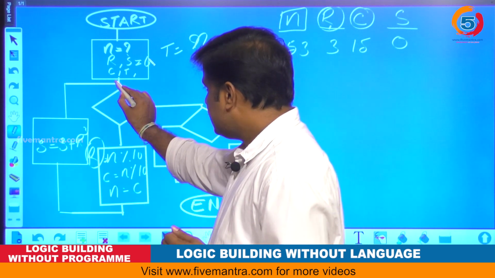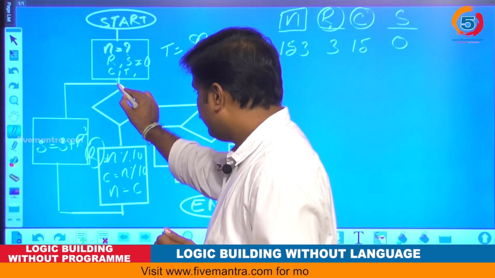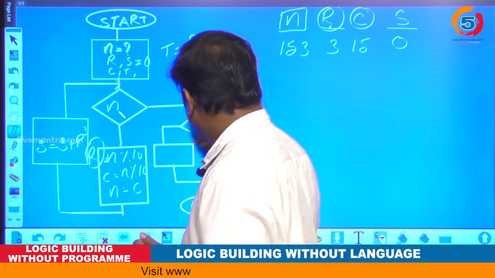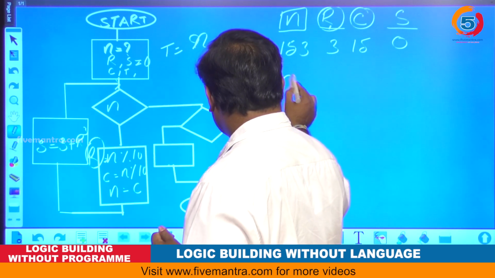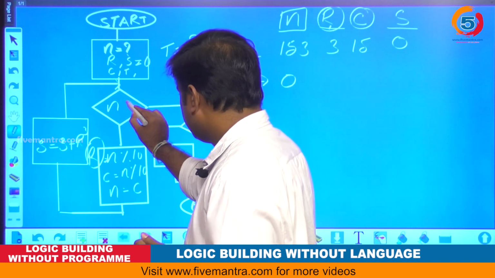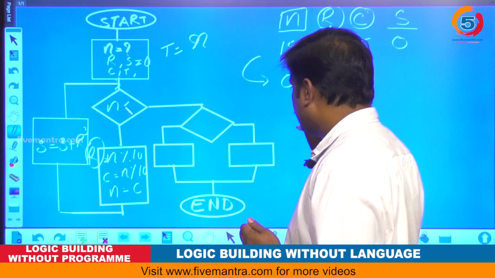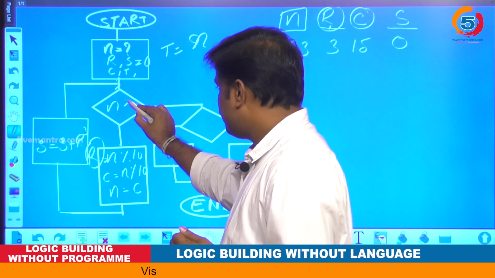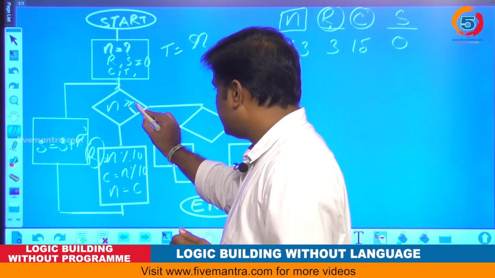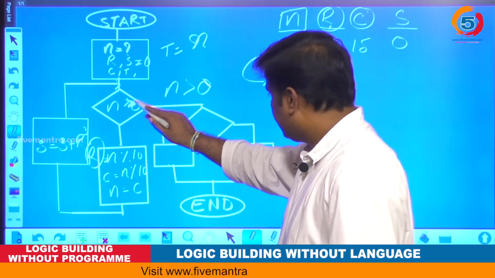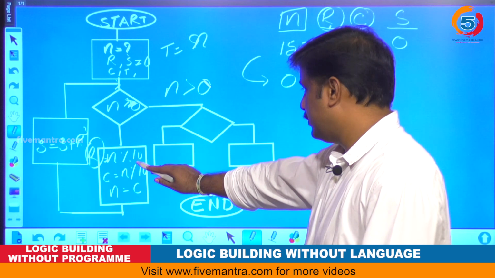Now the condition will be checked every time. Okay, what is the condition? n should not be 0, right? At the last step, if you do it mathematically, you will get 0. When getting 0, I have to come out. So n must be greater than 0. This is the important task. Whenever n is greater than 0, once again it will do that one.